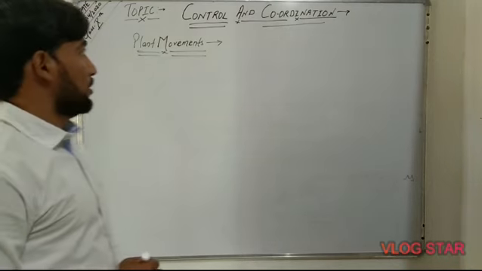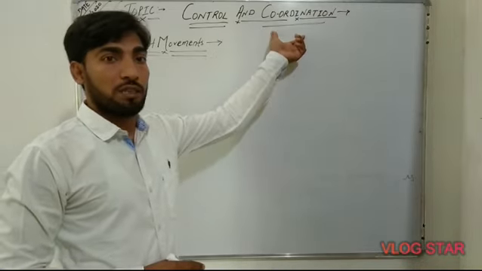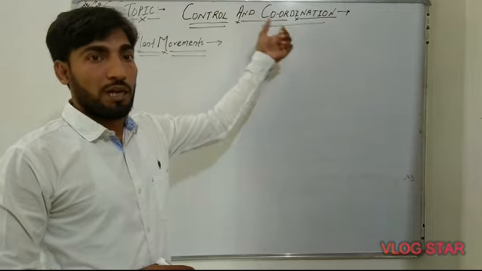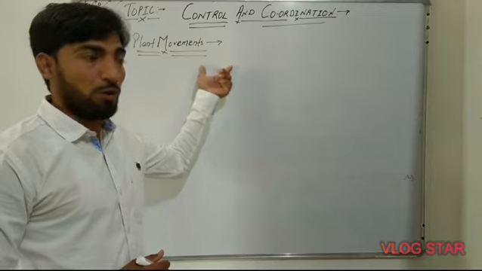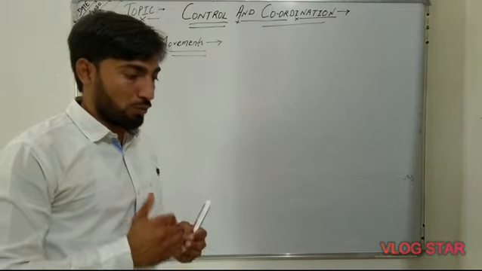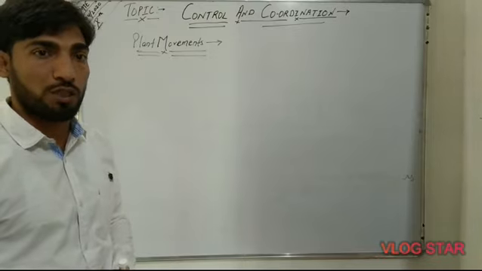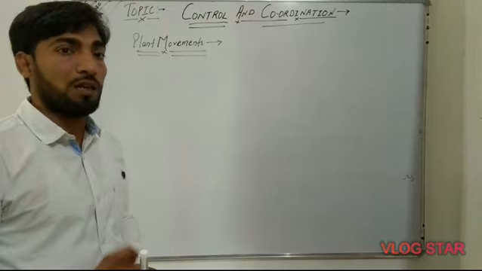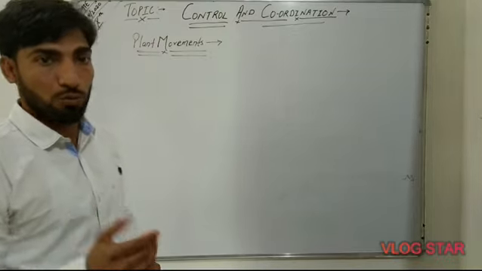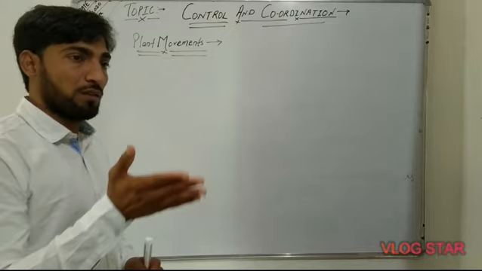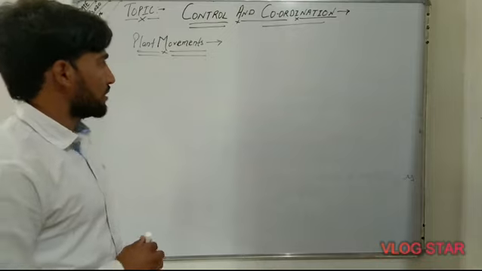Good morning everybody. In our last video in the chapter Control and Coordination, we studied the plant hormones, and in this video we will study plant movements. As we know, plants do not move from one place to another, that means they do not carry out locomotion, but individual plant parts or organs show some movements in response to some stimulus such as light, gravity, water, chemicals, or touch.